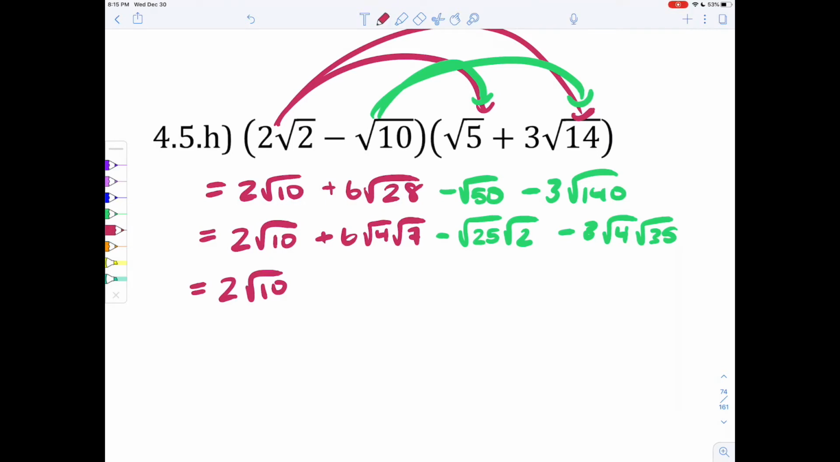Okay, just the first one here. And simplify further the next one. So 6 times 2 is 12, so I have 12 root 7. Then I have negative 1 times 5, so negative 5 root 2. And negative 3 times 2.